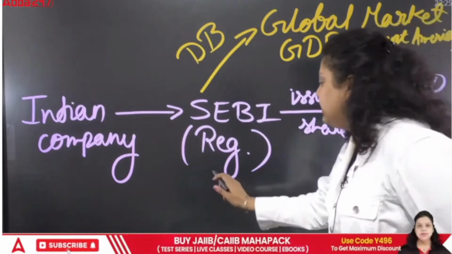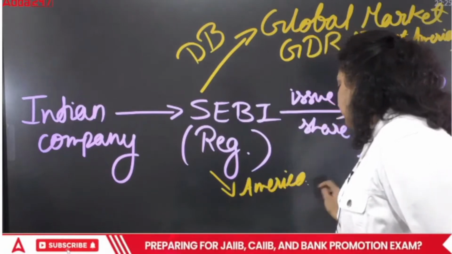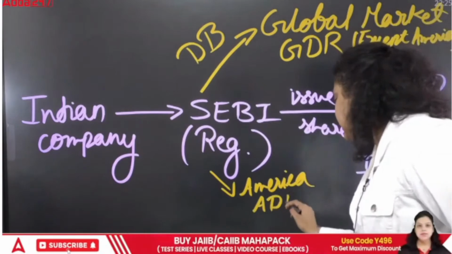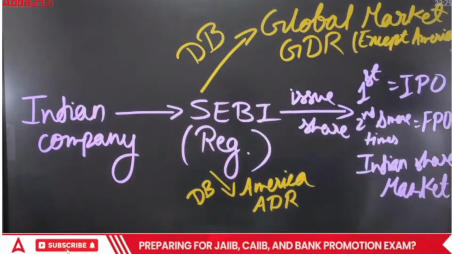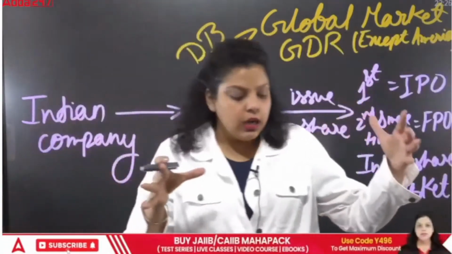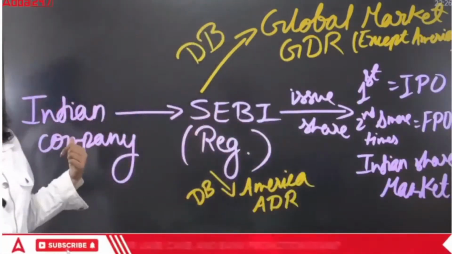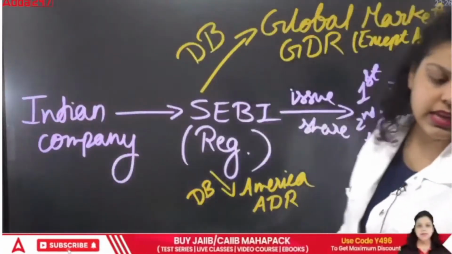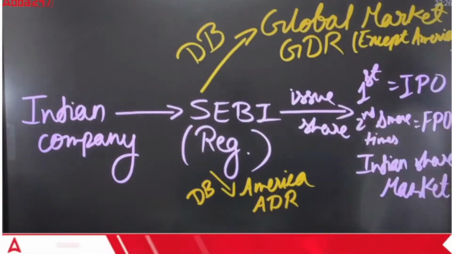Now, the third one is, if this company wants to raise capital from America, it will be issuing its shares in the American market, that will be ADR, with the help of a depository bank. Why am I saying that an Indian company is issuing shares? Because I'm taking the host company, ours is an Indian company. If, let's say, a Chinese company wants to raise capital from the global market, they can also issue the GDR, they can also issue the ADR. But we are taking the example of an Indian company, that's why I have written there the Indian company.